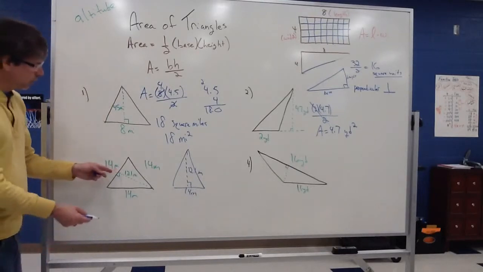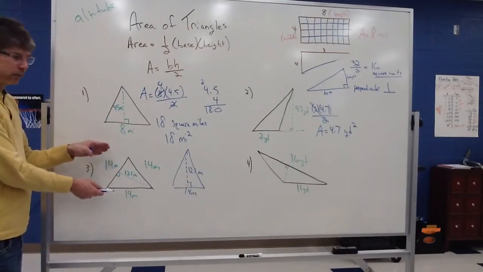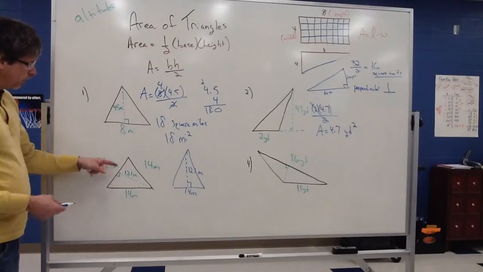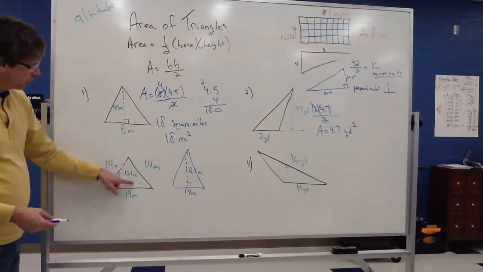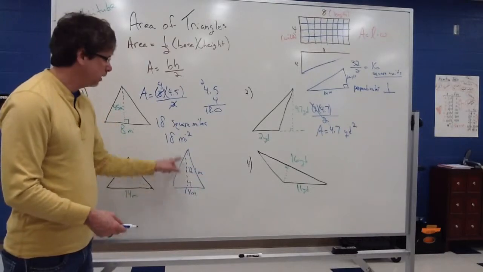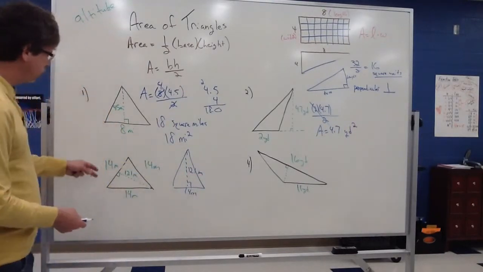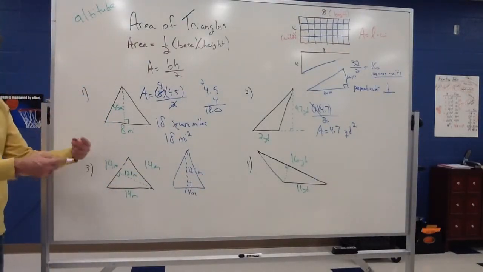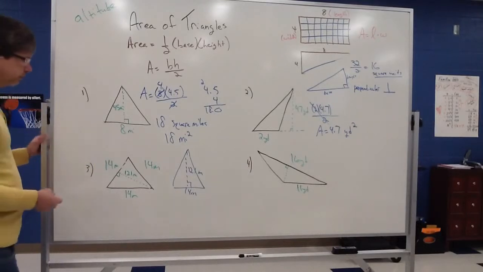Sometimes they may give you a triangle that looks like this, but if you slide it around, you can see that this is indeed the base, and this is indeed the height, because we're used to seeing it like this. The base is the bottom, and then the height is the up and down distance. So sometimes they'll draw it where you may have to mentally rotate it around for yourself.